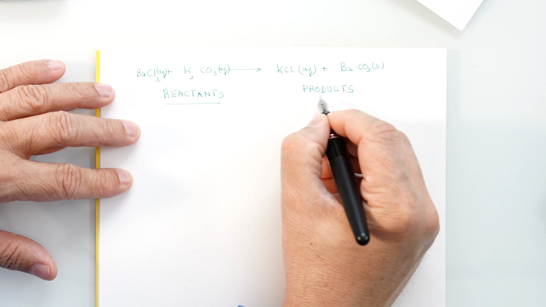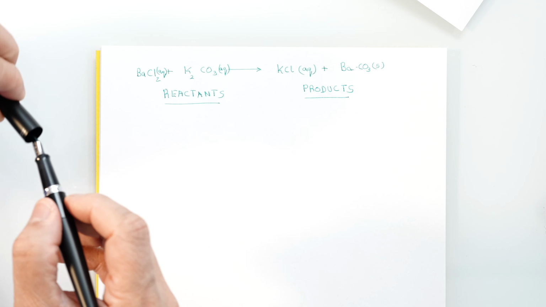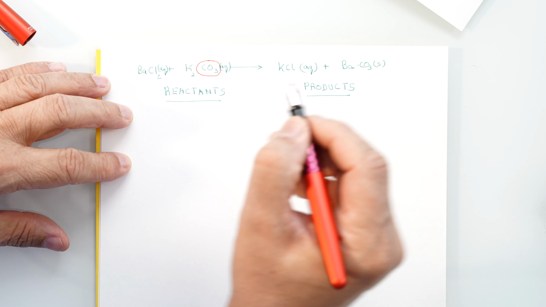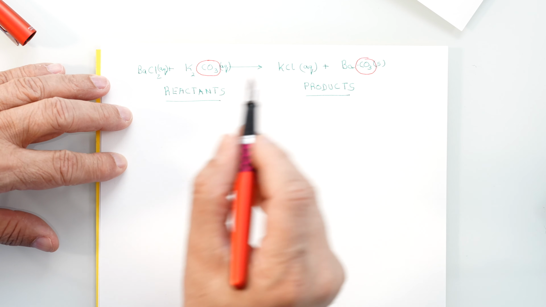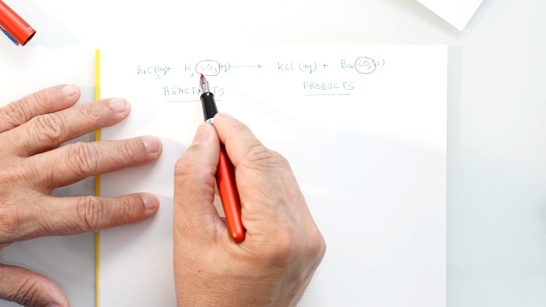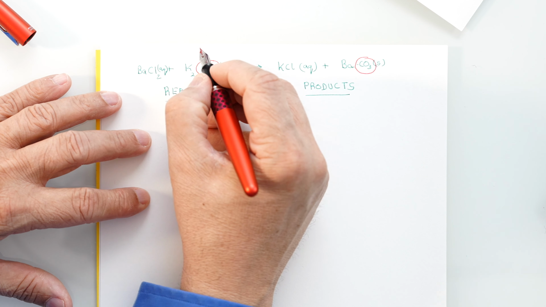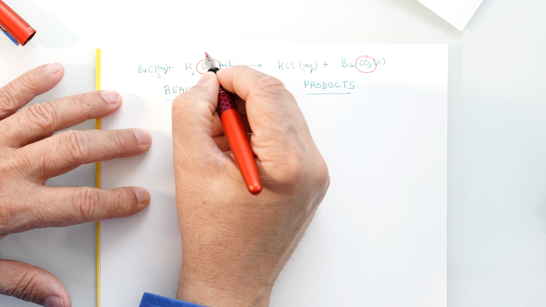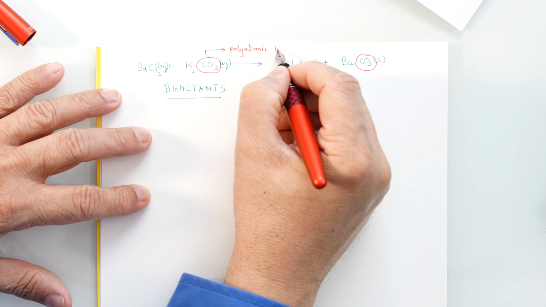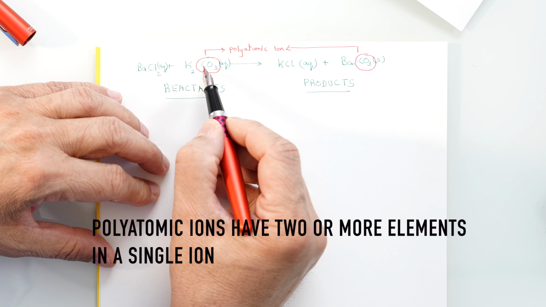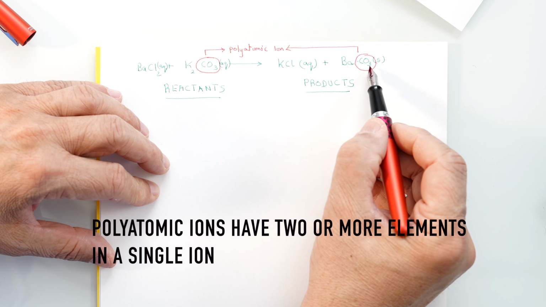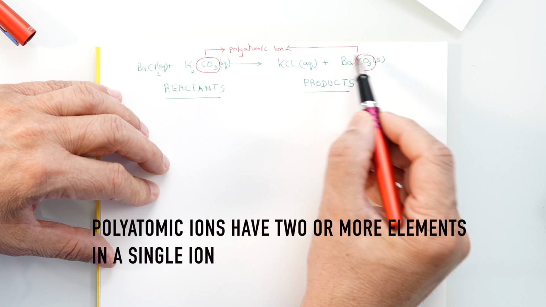So before I start balancing, I want to show you a couple of things. There is a carbonate here and a carbonate here. As a consequence, when you are balancing this reaction, you want to keep these together. You do not want to break them up. Okay, so this is yet again a polyatomic ion right here and right here. This is a carbonate that has 2 elements. This also has 2 elements, therefore these are polyatomic ions.